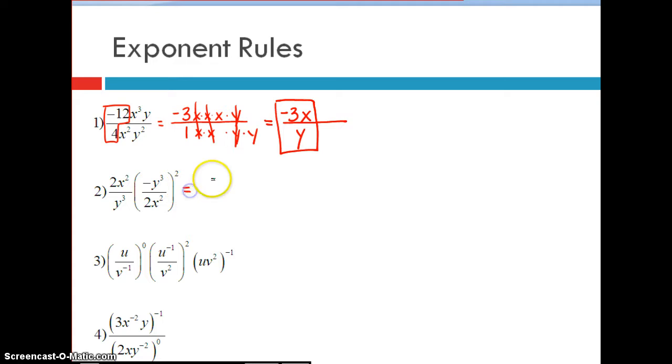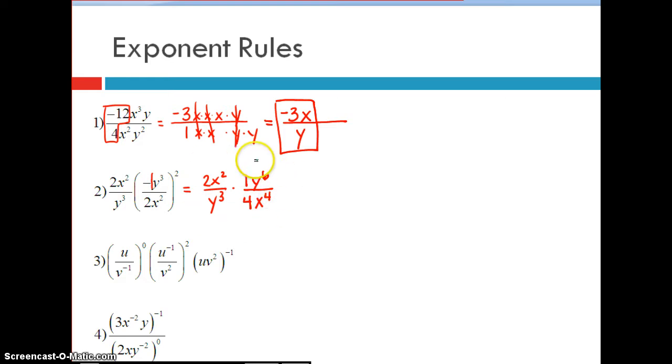This next example, we're going to use our power to a power rule. So since in the first quotient, or rational expression, nothing's changing, we're just going to rewrite it, and now in the second one, we're going to apply the exponent. Now, you have to think of a negative sign as a negative 1. So if you square a negative 1, that would just be a positive 1. And if you square y cubed, our exponent rule said that you would multiply them and you get 6. Likewise, you'd have to square a 2, and squaring a 2 would be 4. And squaring an x squared would be an x to the 4th.